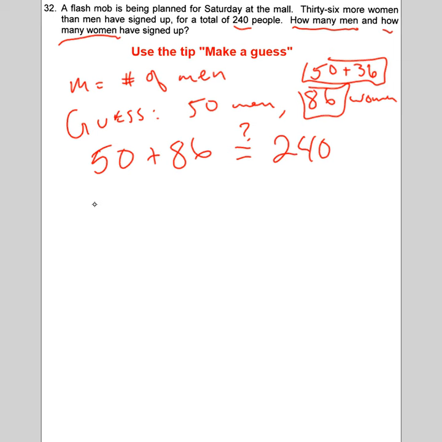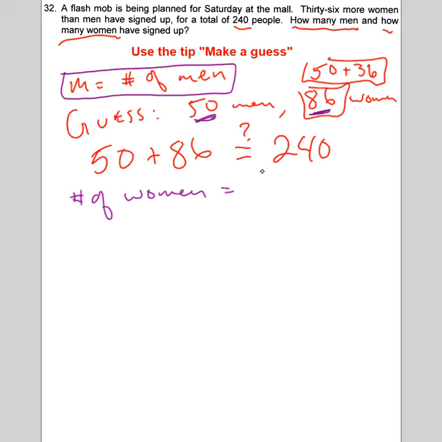So what we did is we realized that if m is the number of men, then the number of women, we took whatever number of men we had in our guess, it was 50, and to get to the number of women, we added 36. So the number of women was the number of men plus 36, which, since the number of men is m, it's m plus 36.